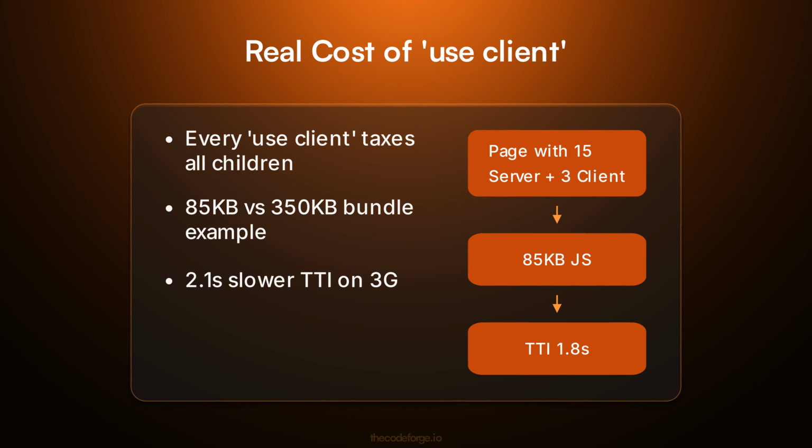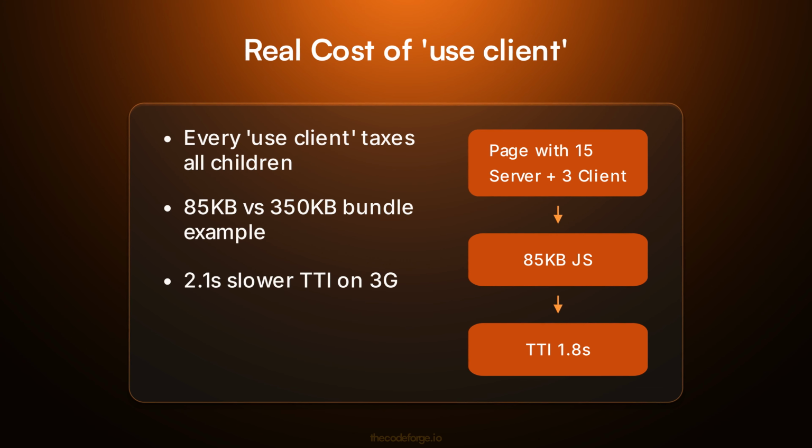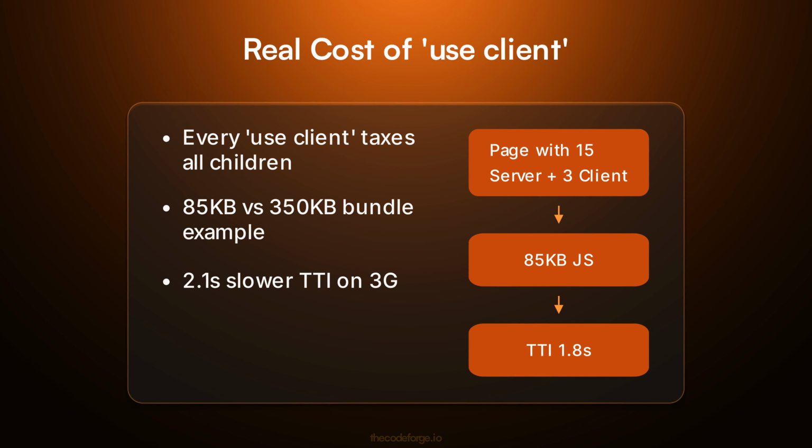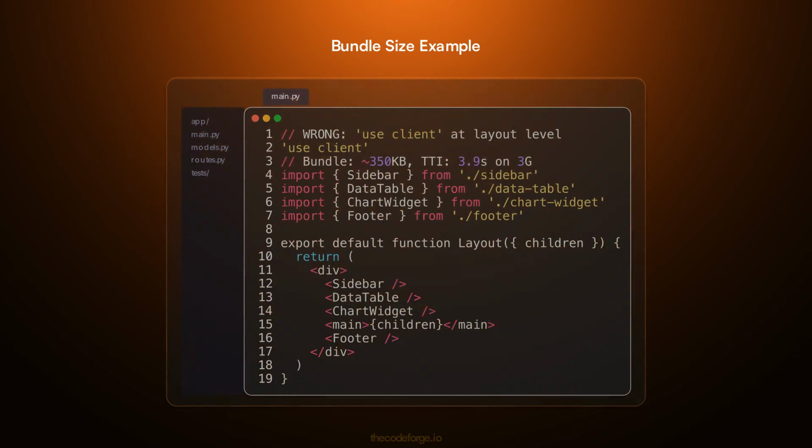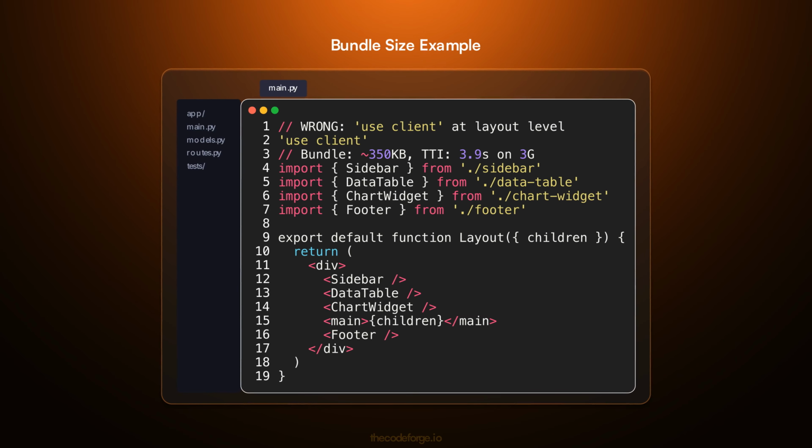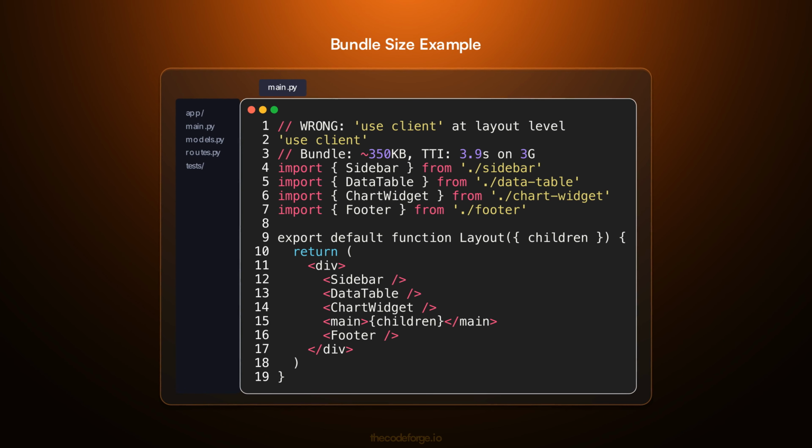A typical page with 15 server and 3 client components ships about 85 KB. Mark everything use client, and it jumps to 350-400 KB, adding 2.1 seconds to TTI on 3G. Here's the wrong pattern: use client at the layout level. Every child becomes client rendered, ballooning the bundle to 350 KB.